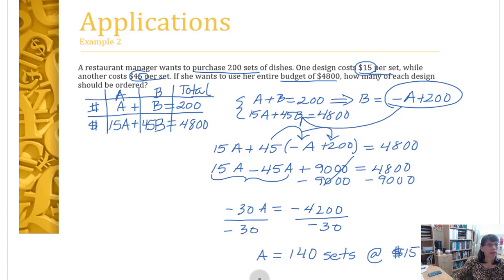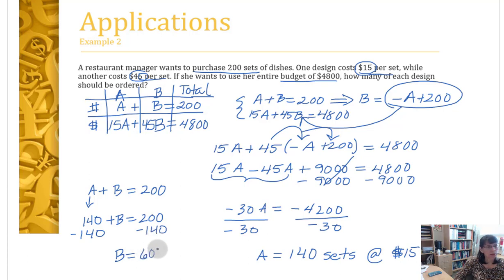We still need to solve for B. So going back to the original system, it looks like this first equation would be a little easier to work with. So I'm going to go back to A plus B equals 200. If I already know that A is worth 140, I can substitute that for A. 140 plus B equals 200. And simply subtract 140 from each side of this equation to solve for B. B now equals 60 sets at the $45 price.